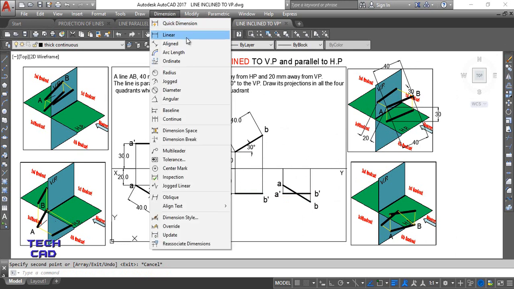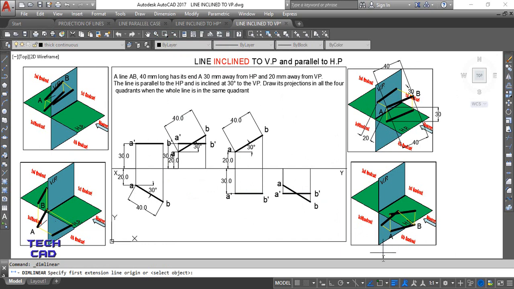So take a linear dimension, whatever the distance of the end from VP, which is 20 mm, and again take a dimension, whatever the distance of end A dash from your HP, that is 30. Now take a dimension of the actual line, which is 40 mm, this one. Now I'm left with one more dimension, that is the angular dimension, and this is done. This line gives you 30. Okay, so this is done with the fourth quadrant.